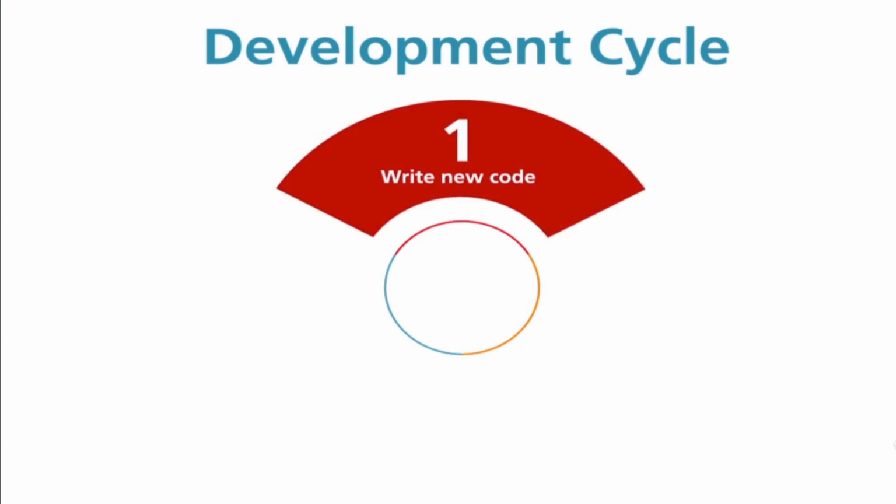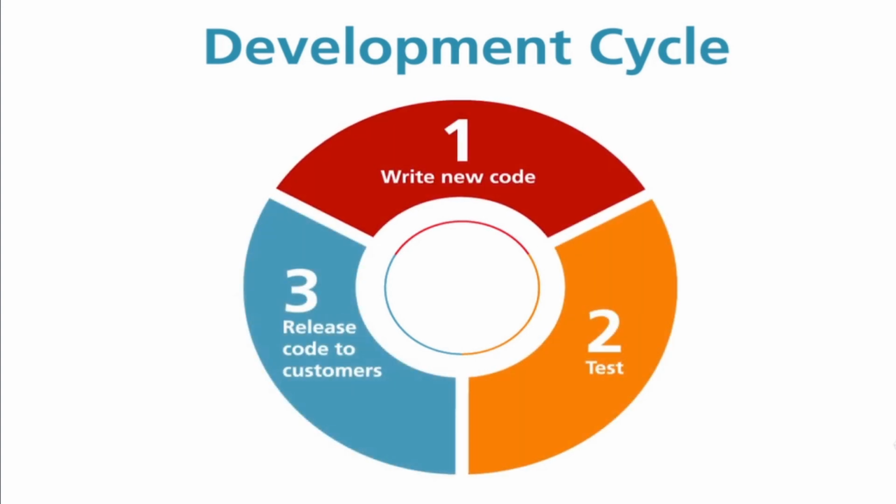When you are working on a product, the development cycle goes something like this. First, you write new code. Then, once it's finished and tested, you release the code to your customers. Once code is out in the world, it is called production code. In this video, you will learn a few general programming principles that will help you write production-ready code.